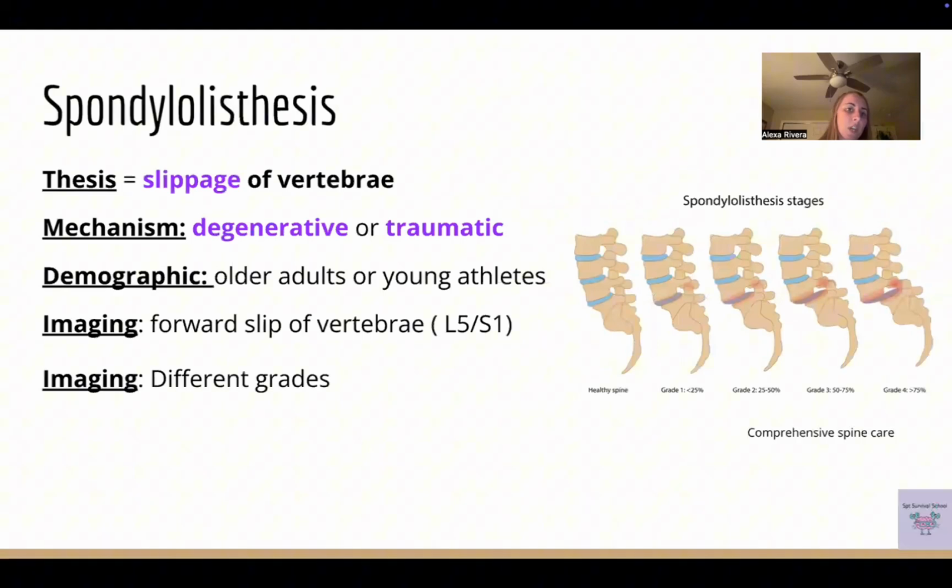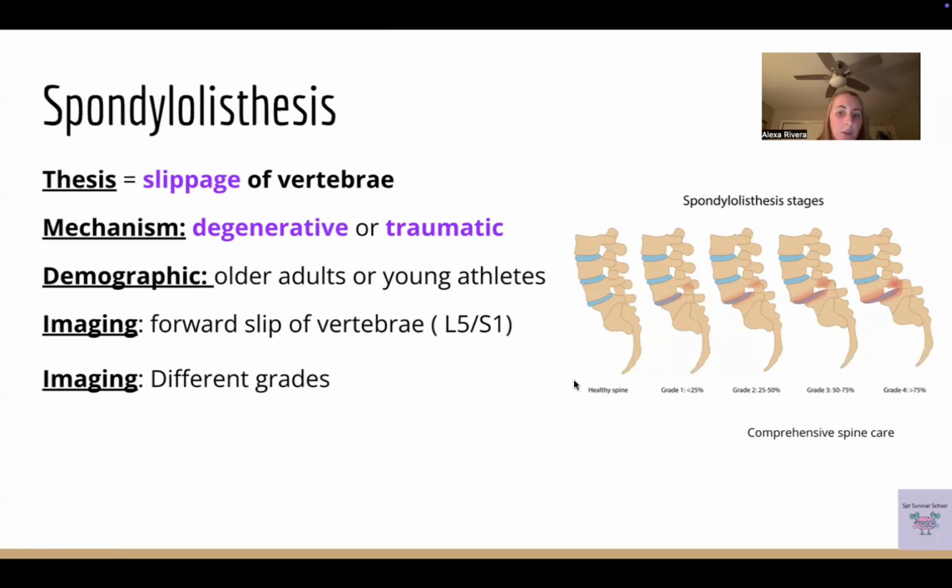Now the most severe of the three is going to be -listhesis. This is going to be a slippage of the vertebrae. You can see in this picture here. Mechanism can be degenerative or traumatic, and that goes into the patient population too. In older adults, it can be degenerative changes, and in young athletes, it can also be traumatic. Imaging is going to show a forward slippage, typically at the L5 to S1 area.